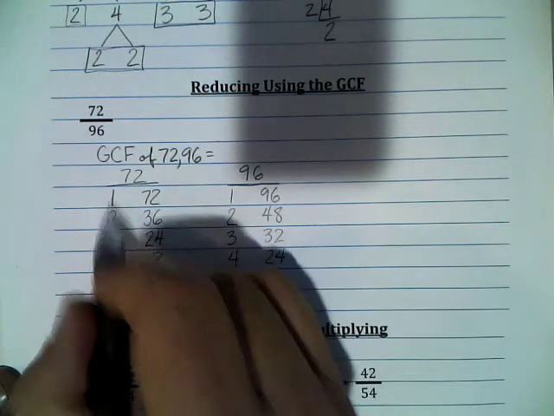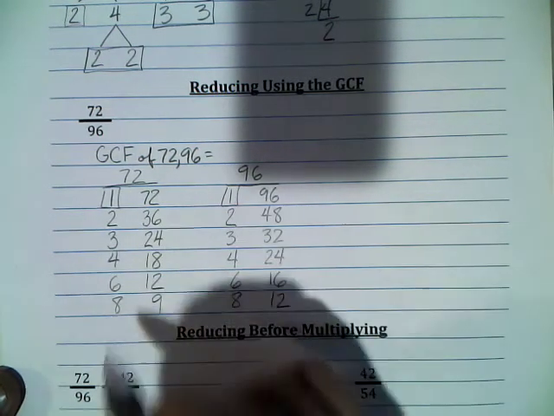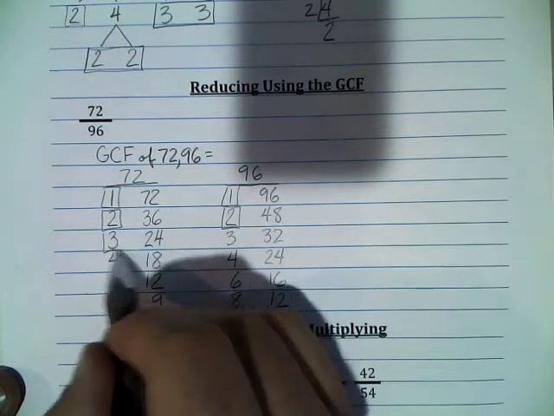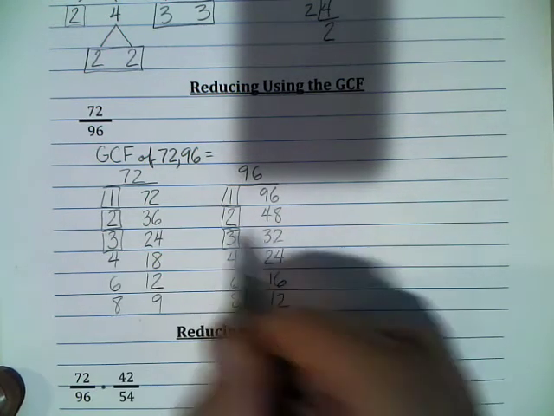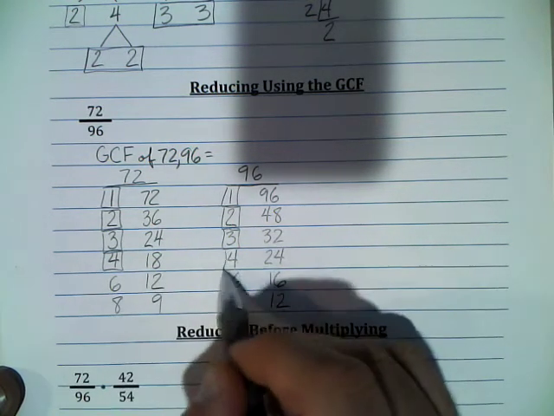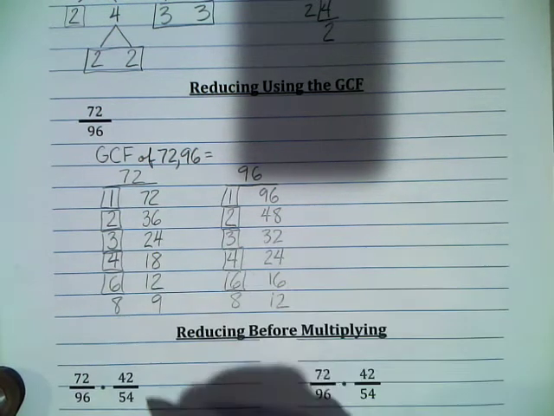And I'm going to ask myself, do they both have 1s? If they do, I'm going to put a box around both of them. Do they both have 2s? Yes, they do. But they both have 3s? Yep. Do they both have 4s? Yes, they do. Do they both have 6s? Yep, good so far. Do they both have 8s?